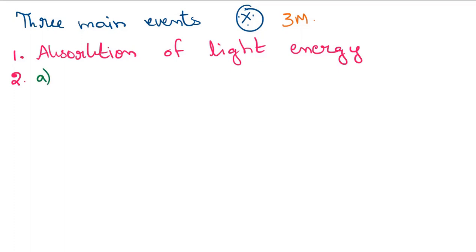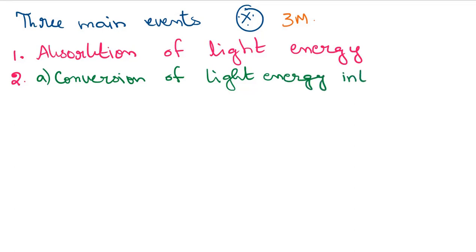Here, the first is going to be conversion of light energy into chemical energy. This is one important event that occurs at the same time.